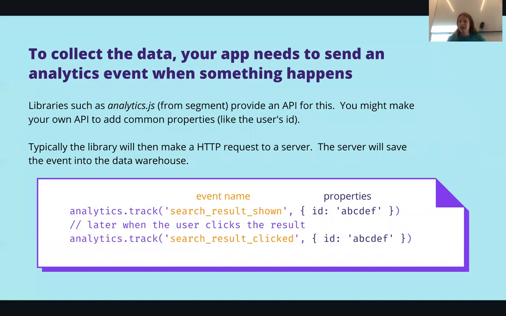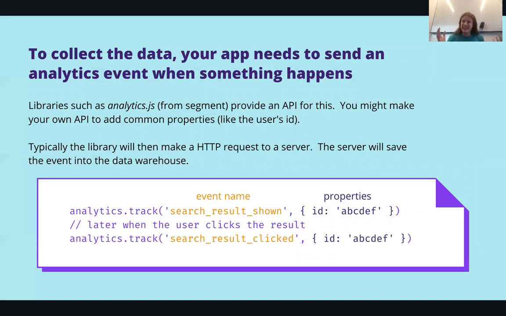So for instance, if I was making a search page like Google, Google always had very complicated analytics, but at a very basic level, we might track that a search result was shown and we would include the ID. So the event name would be like search result shown, the properties would be like ID, whatever, and then maybe additional information about how the result was shown. And then if the user clicks the result, we'd call the function again, and we'd say search result clicked and include an ID.